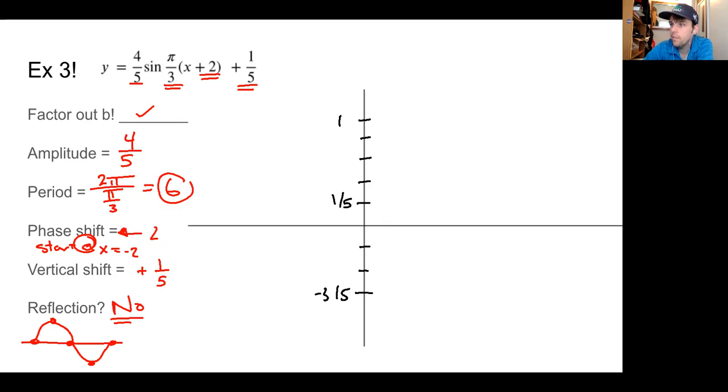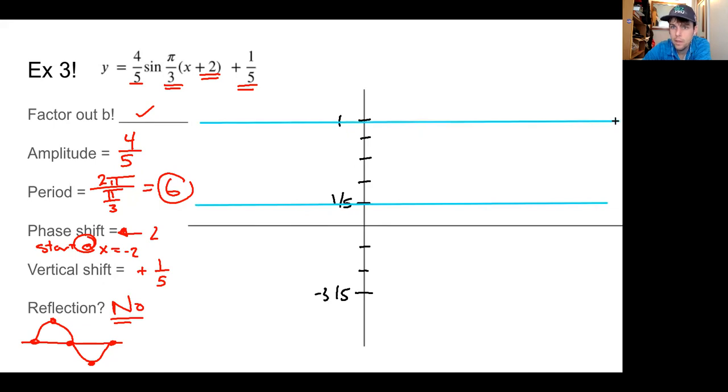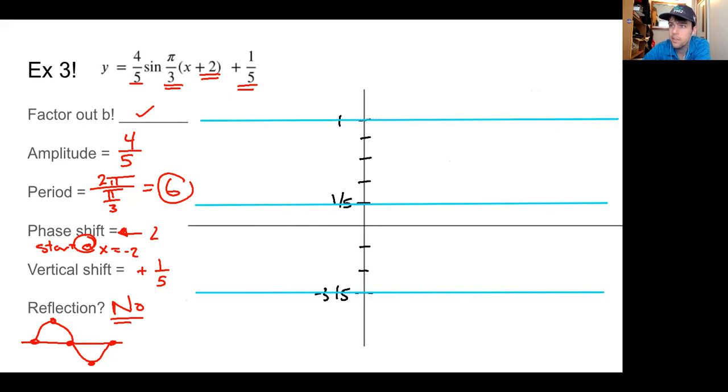All right. So you can draw these guiding lines if you would like. You don't have to, but I like them there. So I'm going to draw my midline. I'm going to draw my maximum value. It's up there at 1. And my minimum value down here at -3/5. And I'm going to adjust that one up just a hair because I want to. All right, so that's steps 1 and 2.